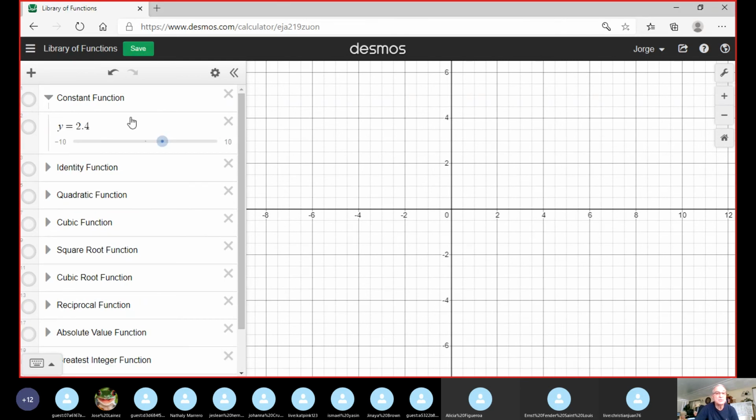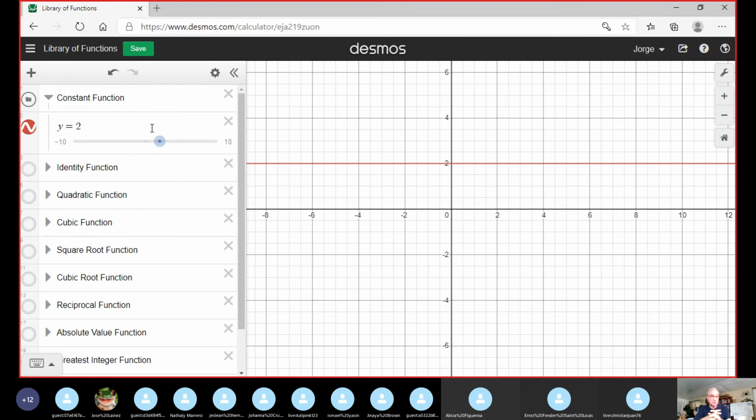The first one is a constant function. The constant function is easy because it's y equals any number. So it's a horizontal line. Look, it's a horizontal line. The domain of this function is all real numbers. And the range is just one number, which in this case is 2, because the y value is always 2, regardless of the x value. So this is weird.